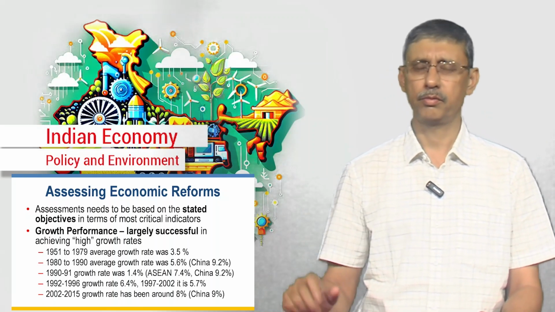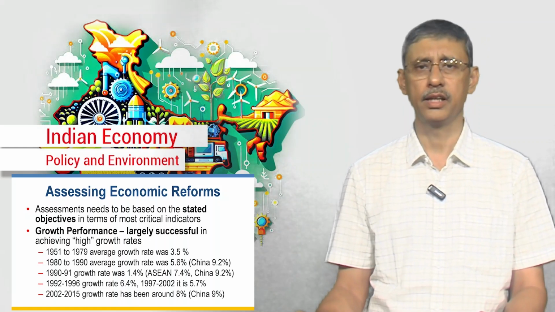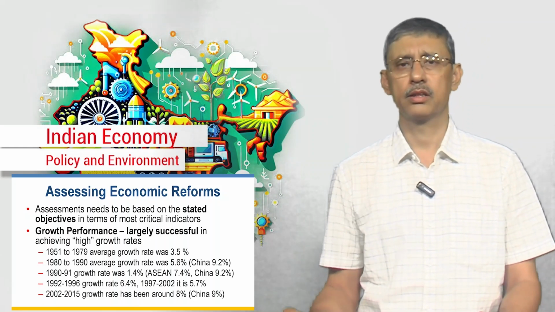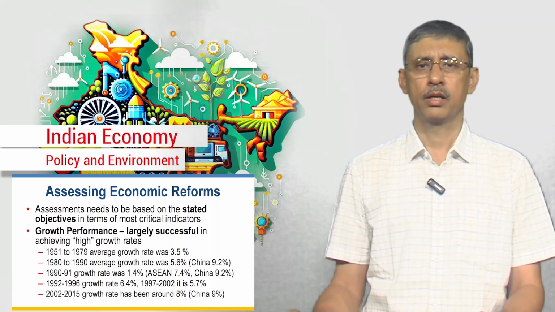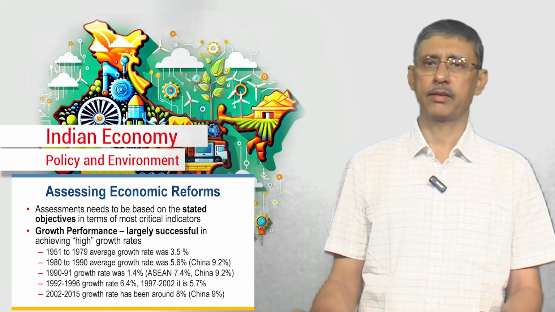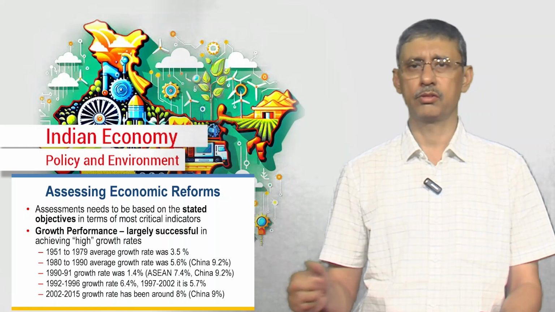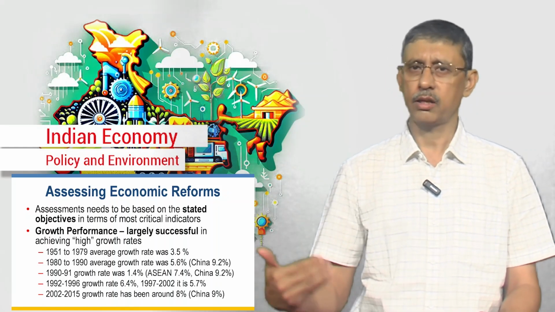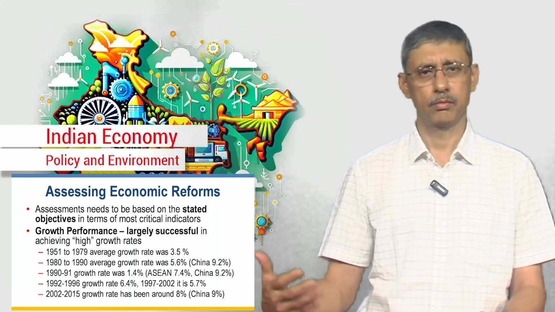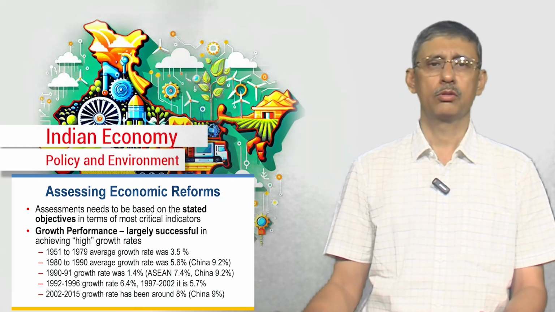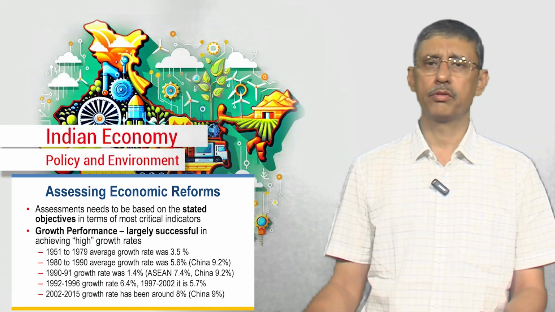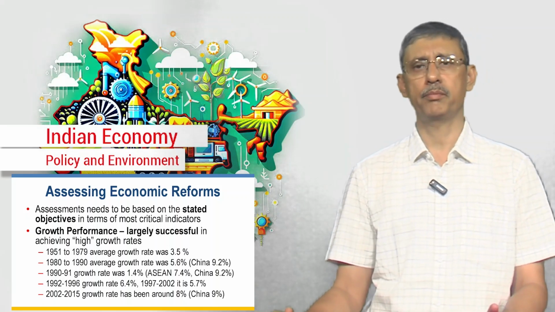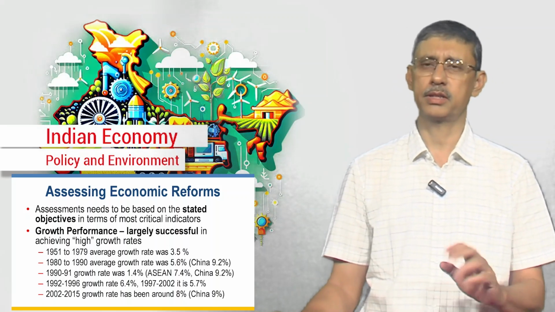In 1992-96, the first phase of liberalization resulted in a little higher growth rate, 6.4%. Then 97-2002, it was around 6%, 5.7%. And during that period, China continued to be more than 9%. In 2002-2015, the growth rate has been around 8%, which is quite impressive, where China was still 9%.